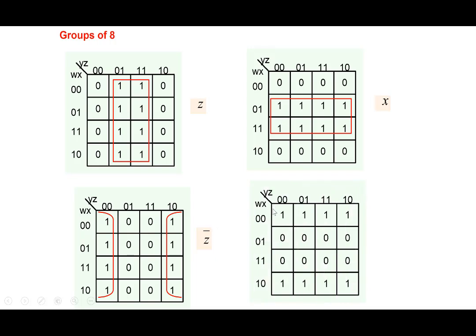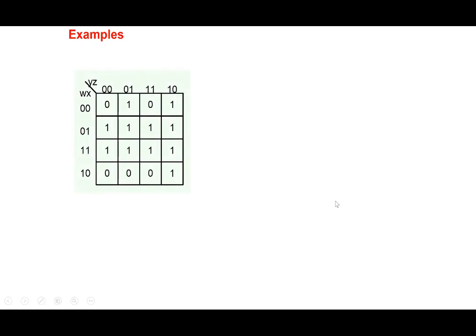There's another group of 8 here. This one and this one here. So yz goes out. yz doesn't matter at all. And what is common between these is wx is 0, 0 and 1, 0. So what is common is x with a bar here because it's 0. So it's x bar. So these are the things that we can use for simplifying our function here. So what about this one?